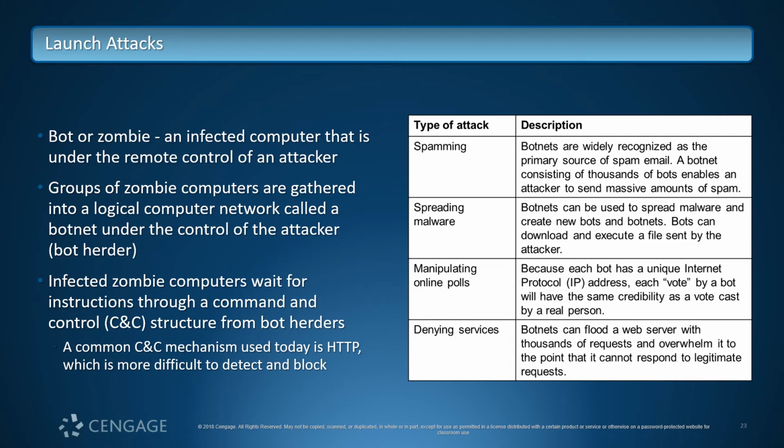Now you can have multiple bot herders working in concert, or you can have kind of this intermediate hierarchy structure where you can have a CNC server that controls X number of bots, and then that CNC server reports back to another one. And all it's doing is essentially relaying either HTTP or ICMP messages. So you can see spamming, spreading malware, manipulating online polls, denying services. All of these things have been found as common uses for botnets.